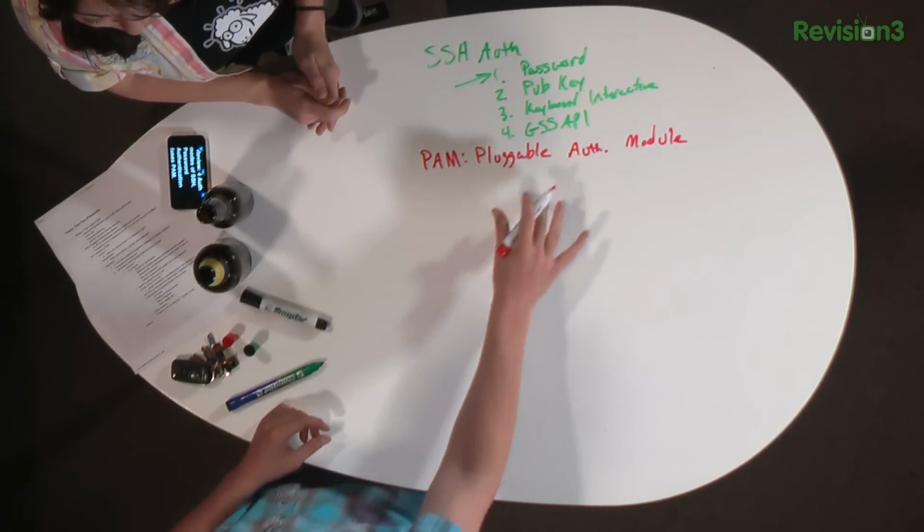And this is really the default that you're going to find in Unix-like operating systems. So your Linuxes of the world and all the variants are going to use PAM to do authentication.